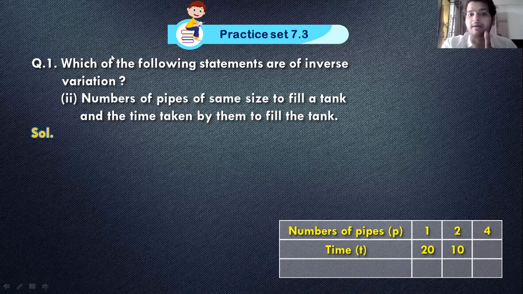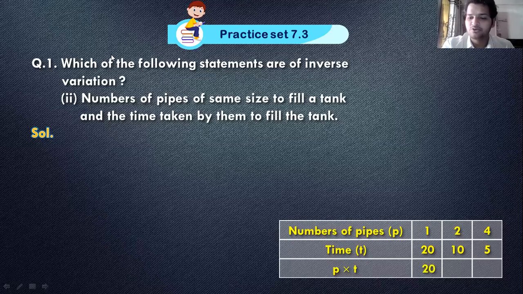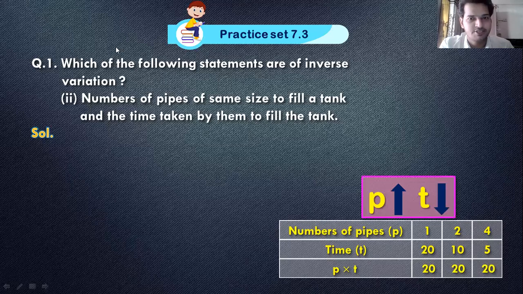And if you take four different pipes of the same size, but the tank is only one, again you have to fill it. So in this case, when you have four pipes running at their full capacity, they can fill the tank in how many minutes? 5 minutes. So as you observe, they are inverse variation. As the number of pipes is increasing, the time taken by them to fill the tank is decreasing. So P into T will give you 20, which is constant. So that indicates it is an inverse variation.